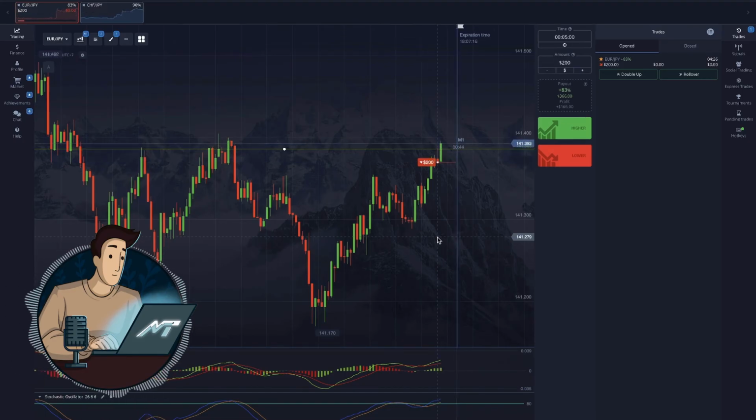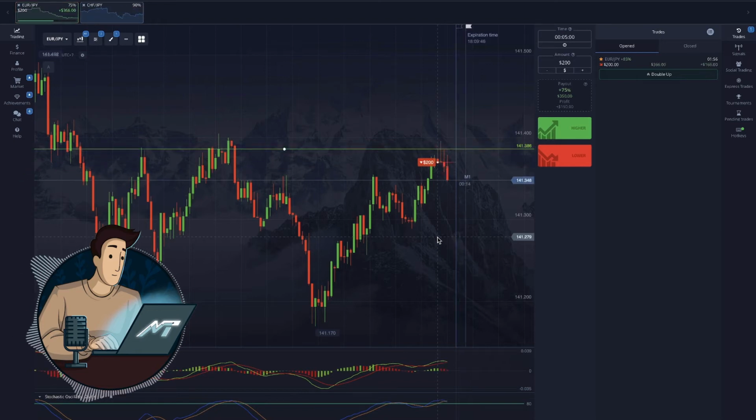The bulls tried to break this level one more time, but they suffered a clear defeat. That was a great signal.